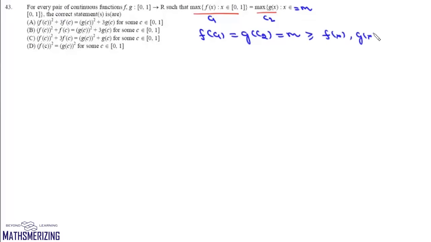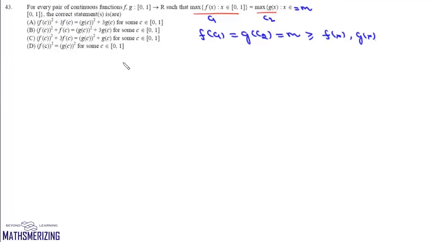Now here the question is, for every pair of continuous functions f and g such that maximum of f(x) equals maximum of g(x), the correct statements are. Now let us say this maximum value is m and f(x) takes this maximum value at c1 and g(x) takes this value at c2. That means f(c1) equals g(c2) and it is equal to m, and this m is greater than or equal to all f(x)'s and g(x)'s.